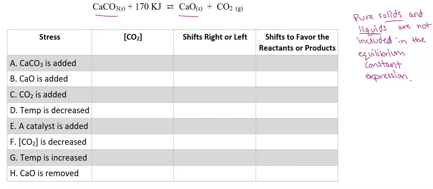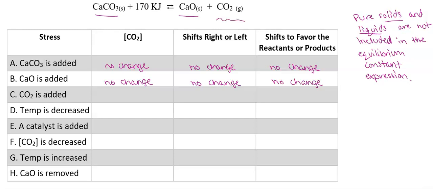So when you have CaCO3 added, there's going to be no change in any of these, again because it is a solid. The same will happen for CaO is added, also because it's a solid. So now we have CO2 is added.